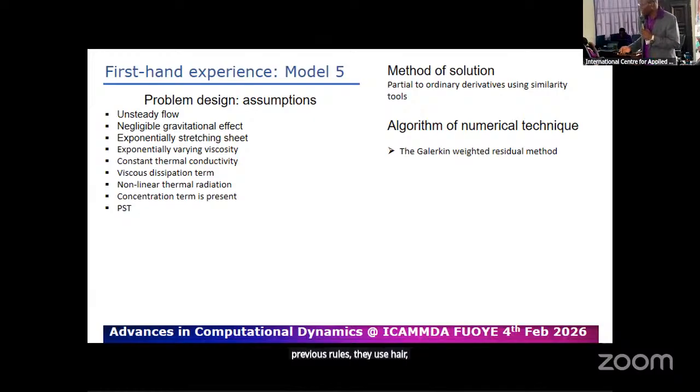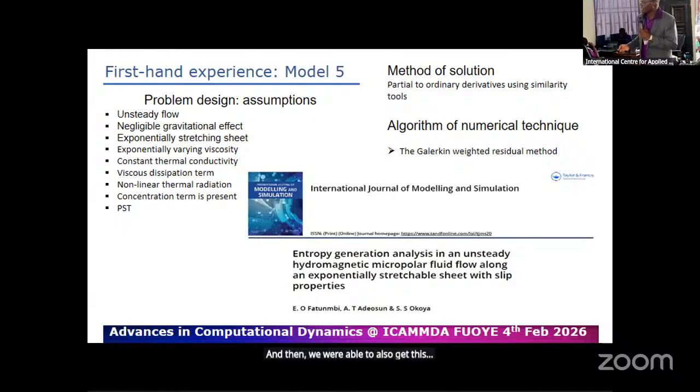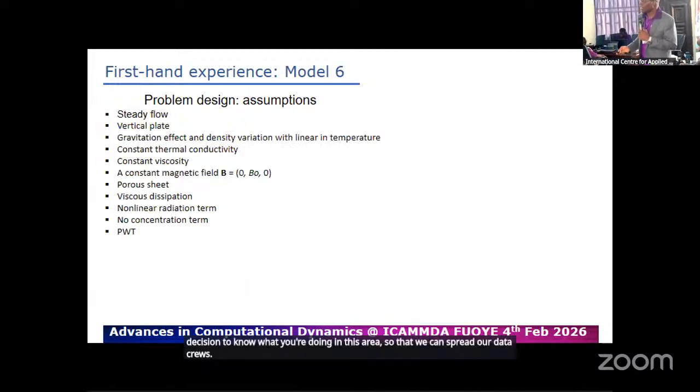And then we were able to also get this published in the International Journal for Modeling and Simulation, in Taylor and Francis. But this time again, we brought in a young collaborator, A.T. Adeosho. We need him to know what we are doing in this area so that we can spread our tentacles. Let's look at another model, model 6.